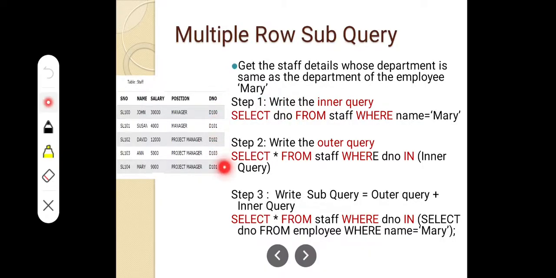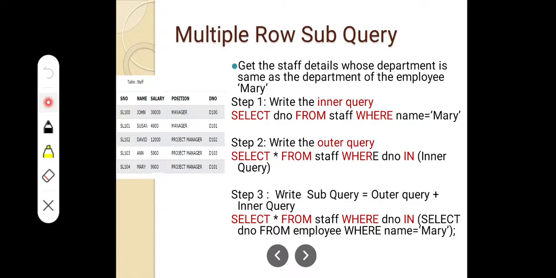We want the department number of Mary. So why do we require the department number? Because they have asked the staff details whose department is the same. So we need to retrieve it. We do not have the department name. Instead of department name, we have only department number. The department number is actually mapped with the department name. So we require only the department number.